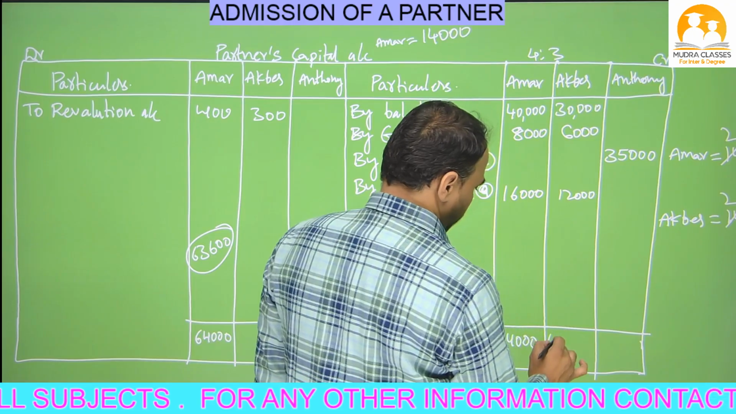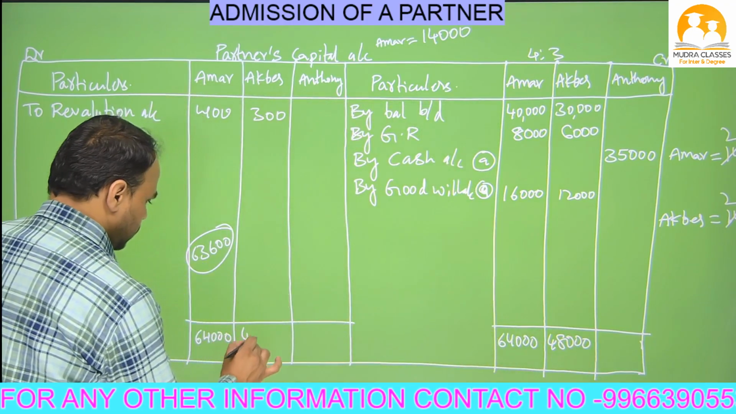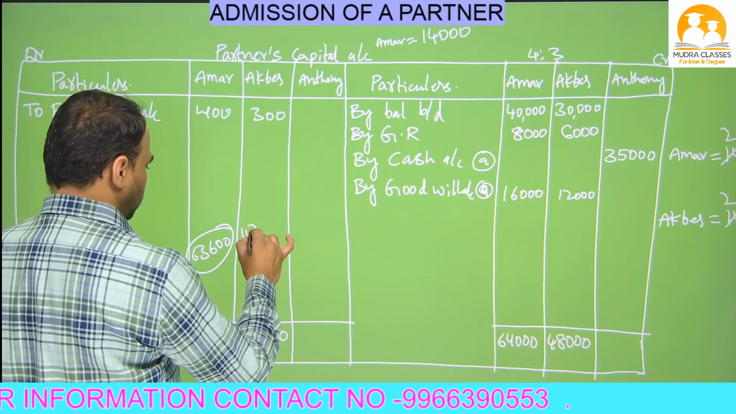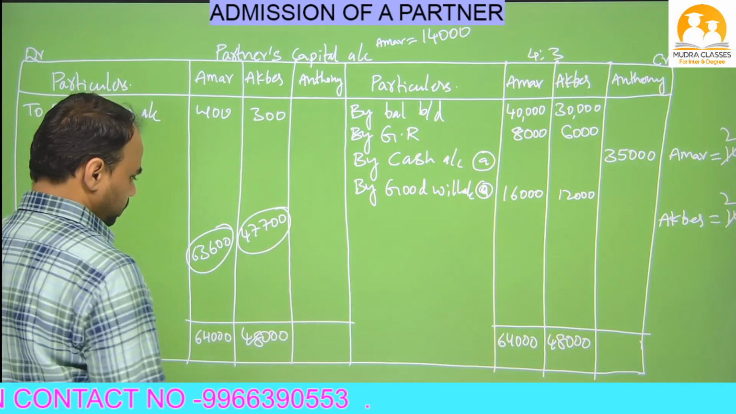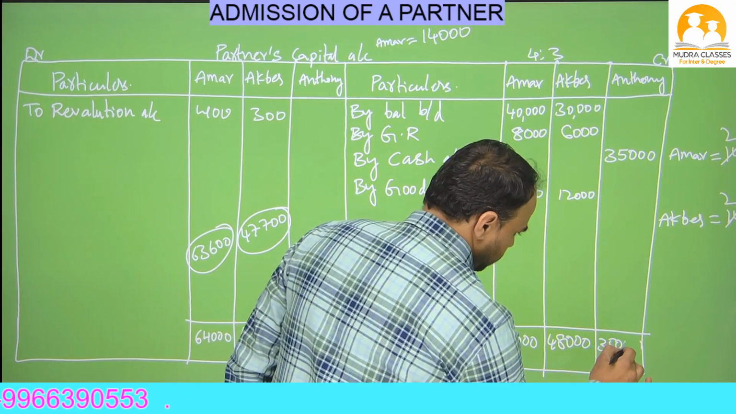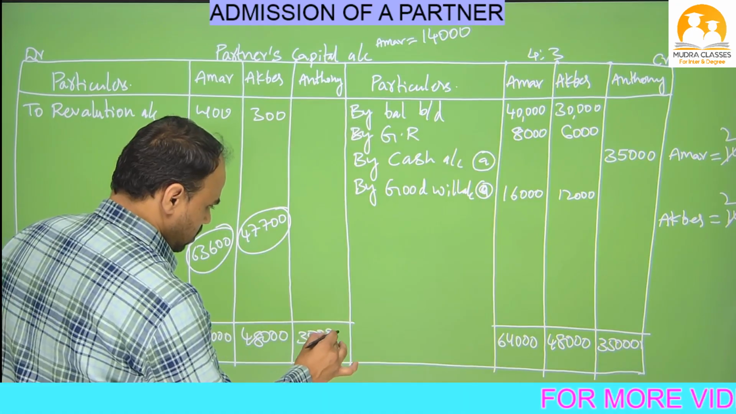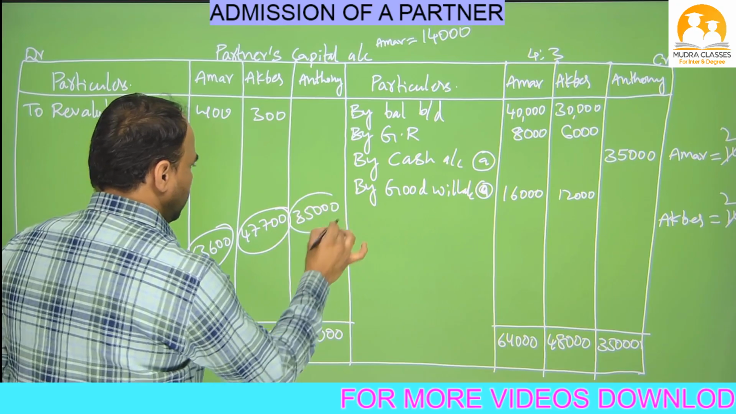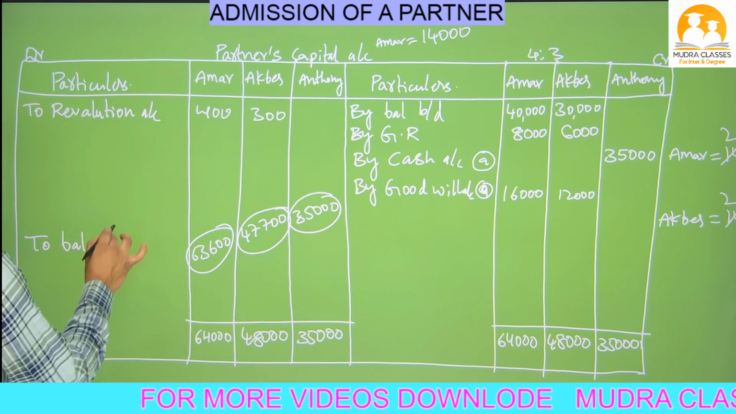Similarly close Akbar. 48,000 we got as total, and this same total 48,000 we will write here. 48,000 minus 300, how much? 47,700. Okay. Next, lastly Anthony: total we got 35,000. The same amount we will write here, 35,000. 35,000 minus 0 is 35,000 rupees. Okay.